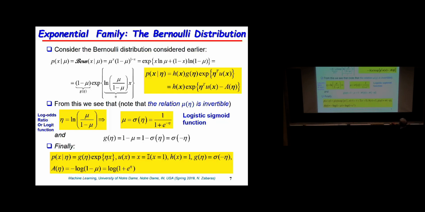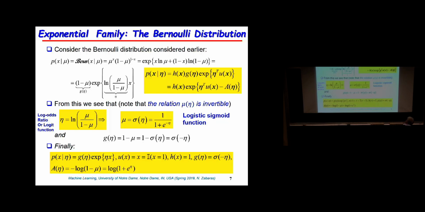I stated that the Bernoulli distribution is in the exponential family, so the question is why? You remember the Bernoulli distribution? This is the coin example, right? So x can be 0 or 1, heads or tails. Mu is the probability of getting heads, okay? So you agree that the Bernoulli distribution is this, right?